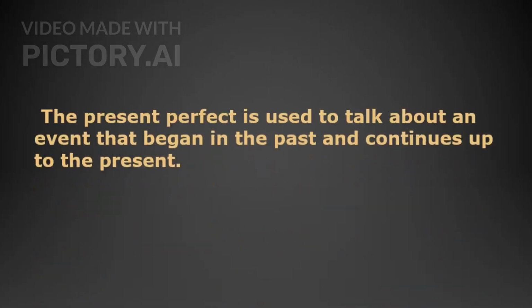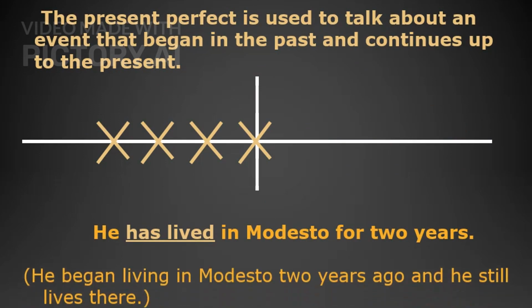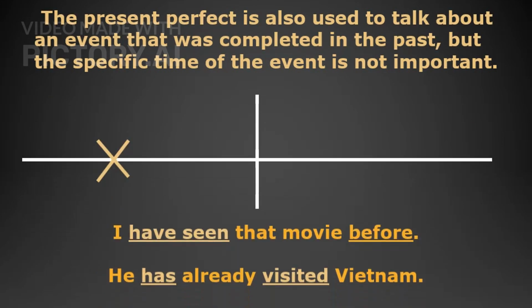The present perfect tense talks about events that began in the past and continue to the present, like, he has lived in Modesto for 2 years. This tense is also used for events completed in the past without specifying the time, such as, I have seen that movie before.